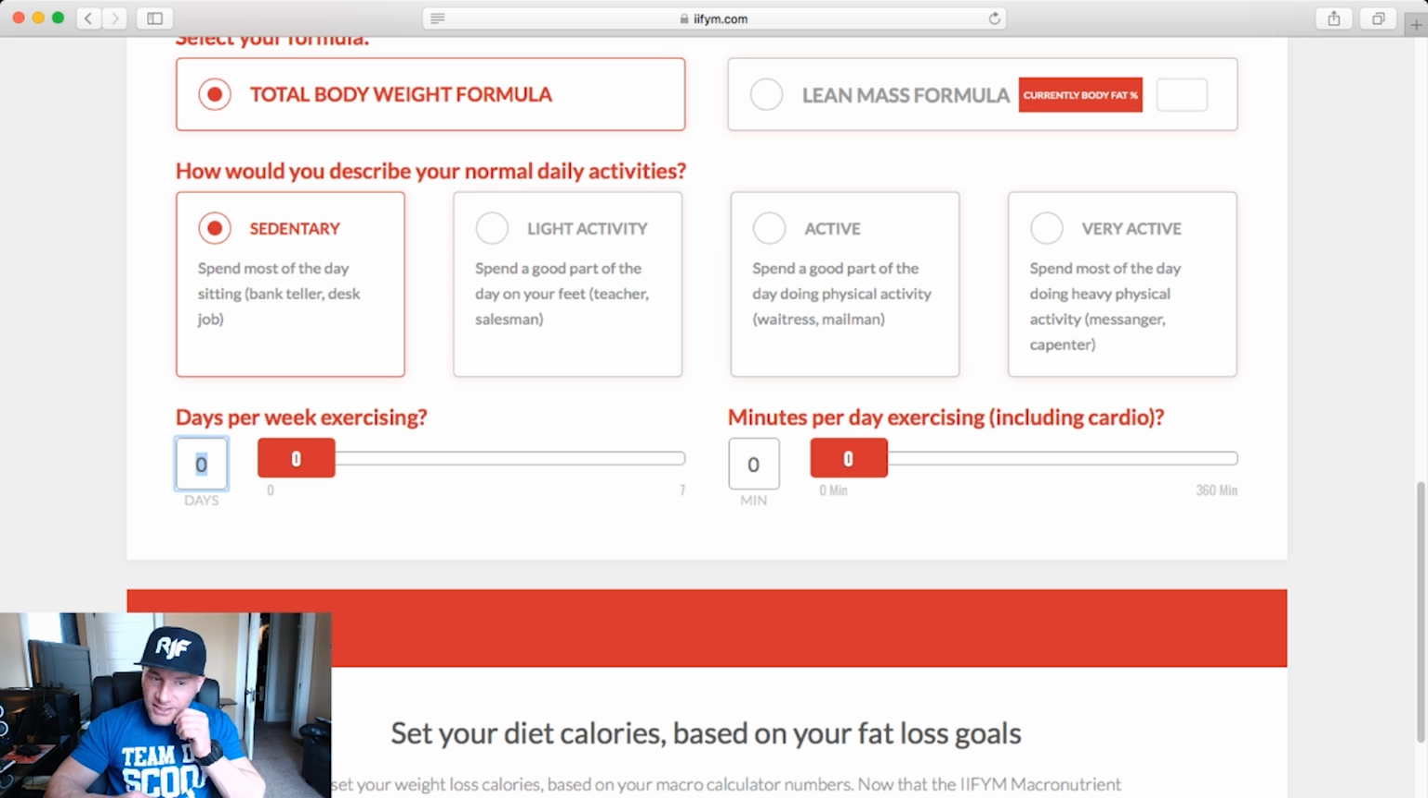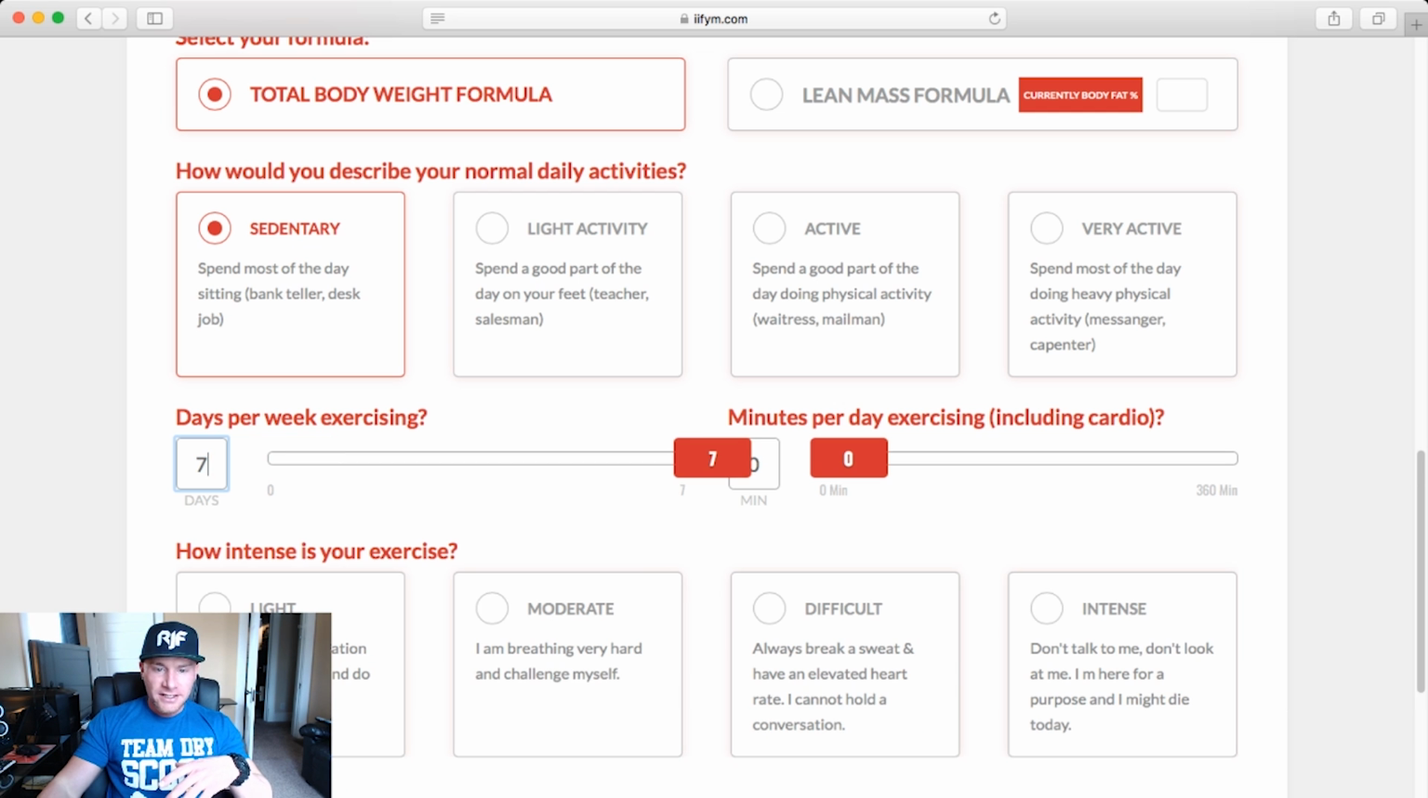Now, days per week exercising. I exercise about 7 days a week, and you guys know, by the way, I'm lifting about 6 days a week, and I'm still doing cardio all 7 days. So I'm doing 7 days of exercise, and I usually lift for about an hour and do 40 minutes of cardio. That puts me at about 100 minutes. And I'm going to take that down to about 90 minutes just to factor in that 7th day where I'm not lifting. So we'll go about 90 minutes there.